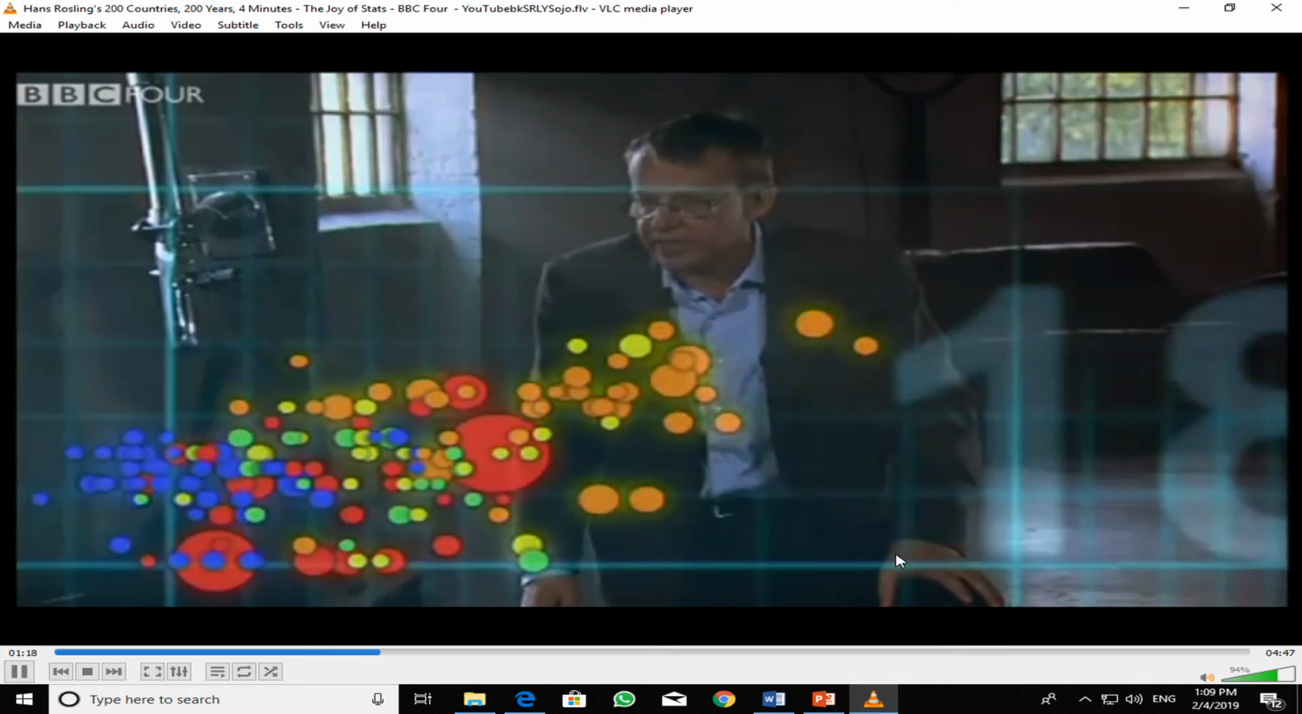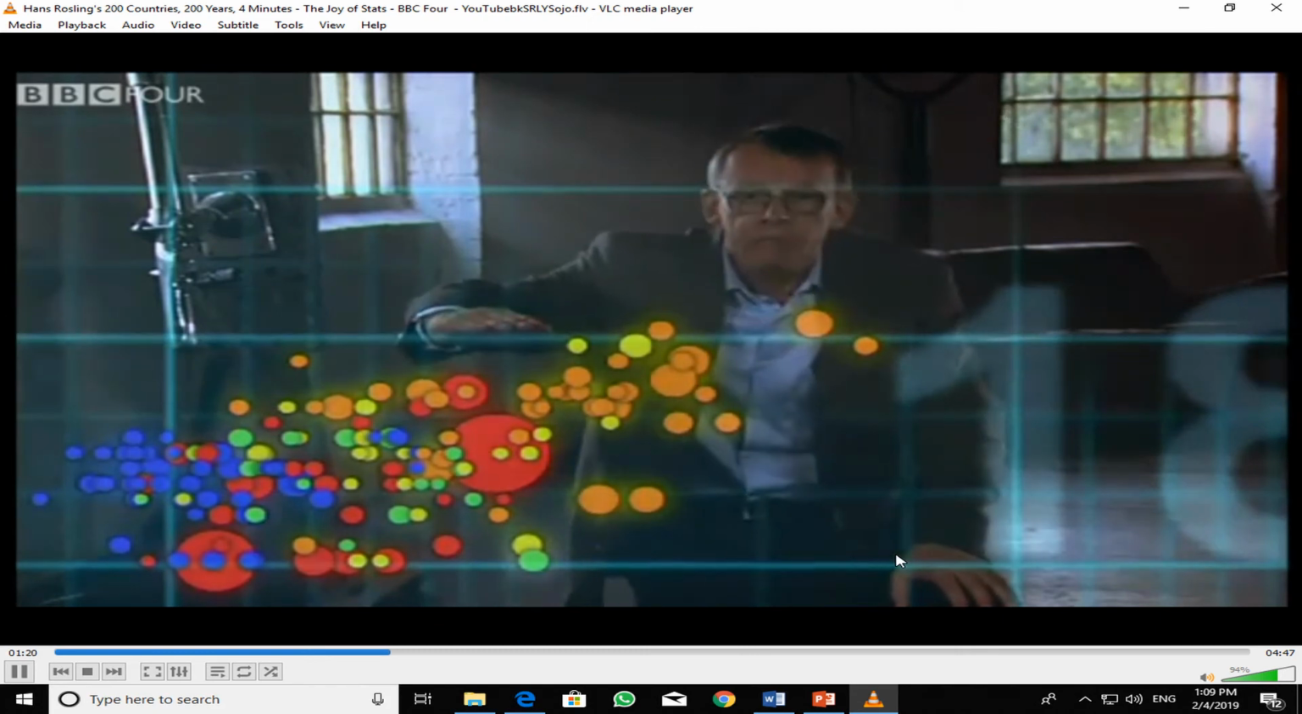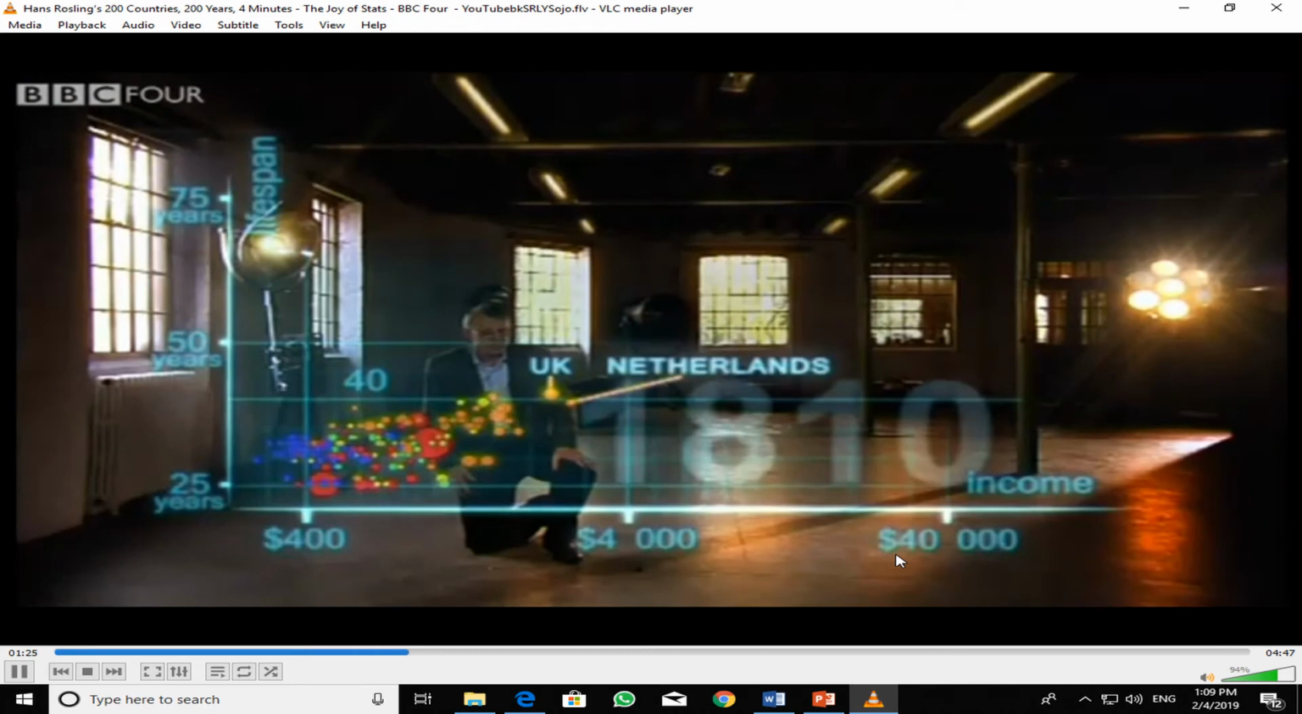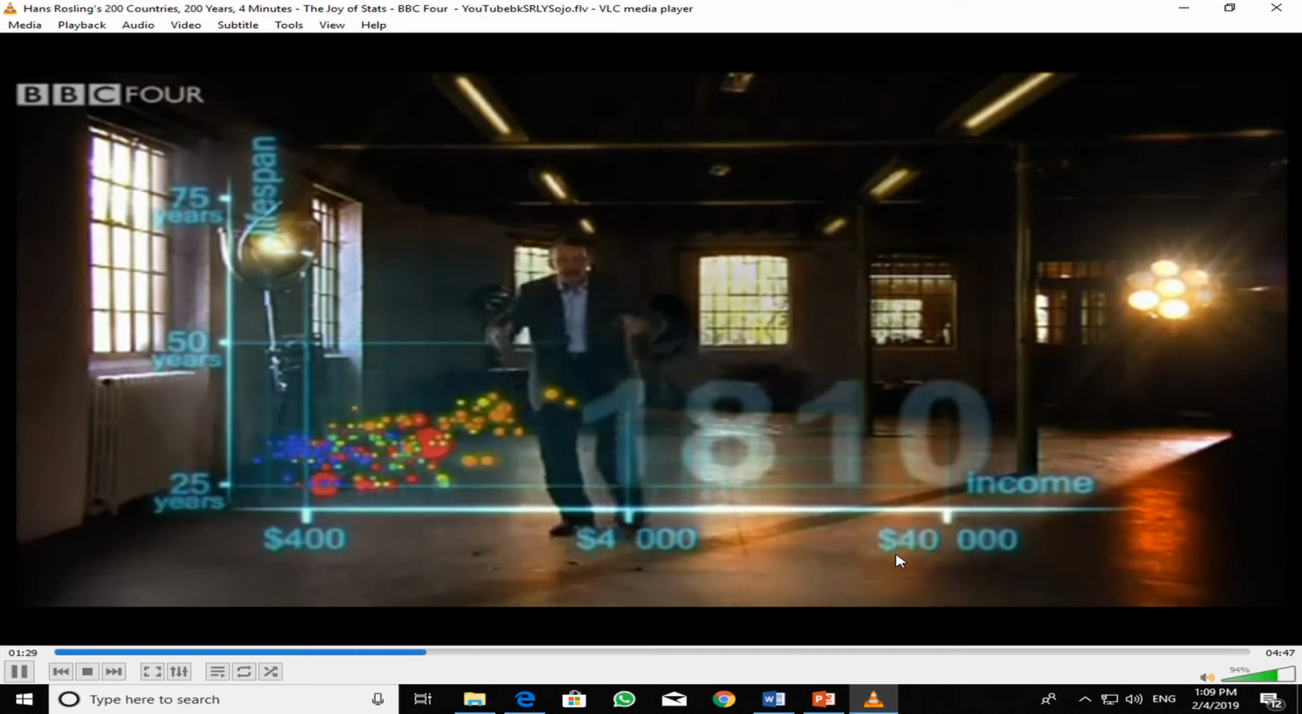All countries were sick and poor. Life expectancy was below 40 in all countries. And only the UK and the Netherlands were slightly better off, but not much. And now, we start the world.